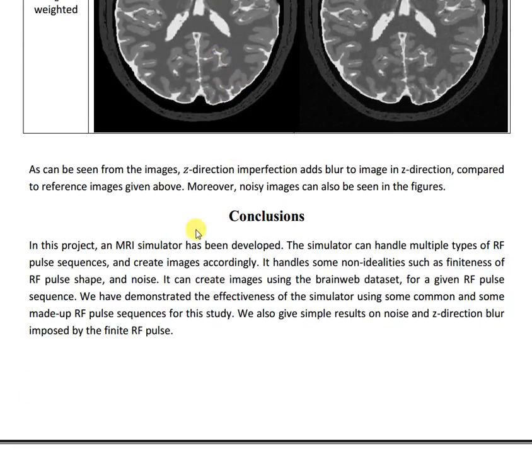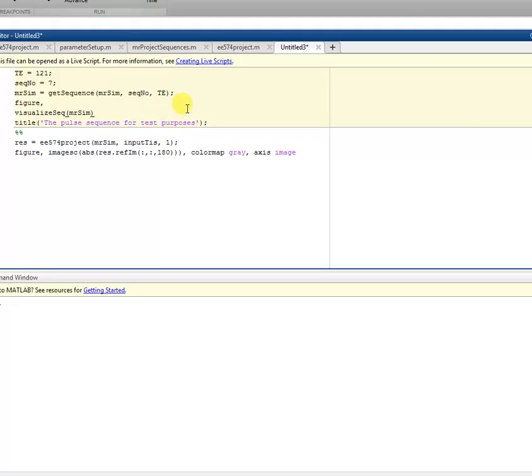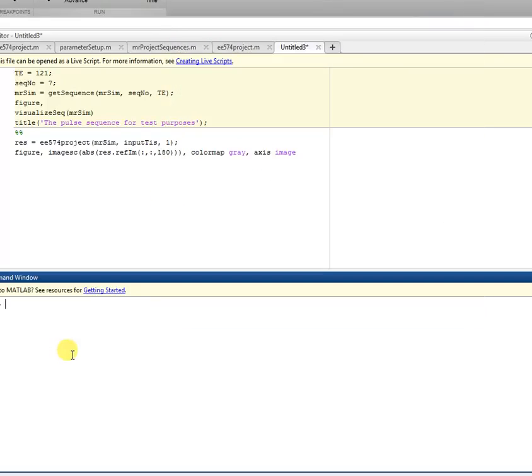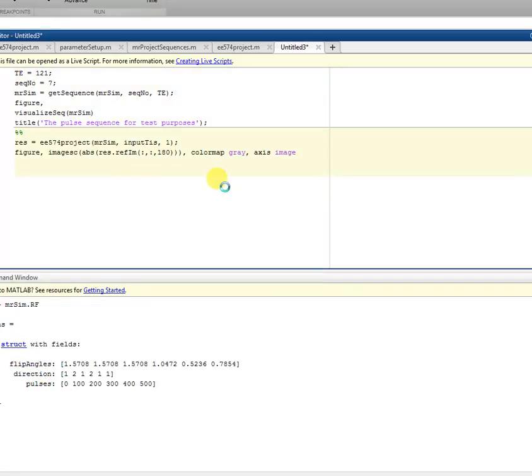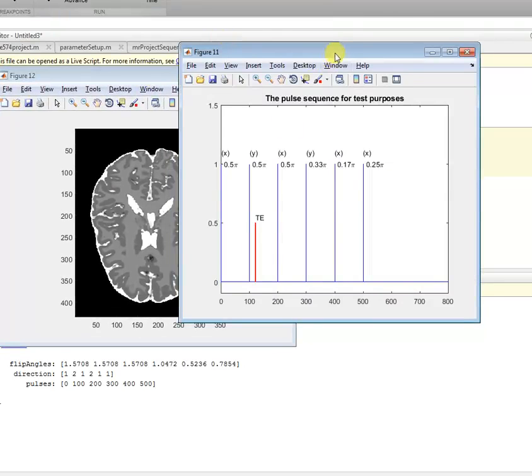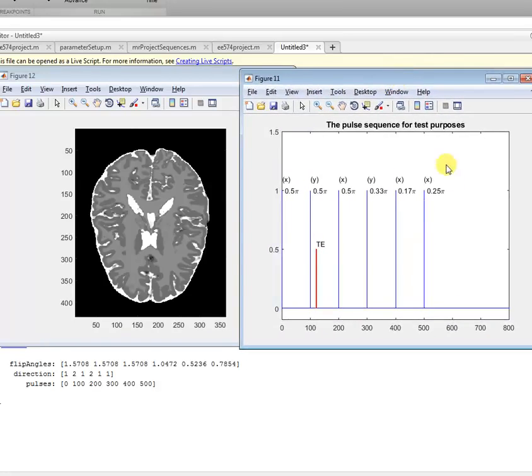So in this study, I built an MR simulator. The simulator can handle multiple types of RF pulse sequences and create images accordingly. Let me give an example, as in here. When we want to simulate such an RF pulse, we just set these flip angles, directions and pulses, and we can get the image we want just by simulating through these. This is the corresponding RF pulse of this equation.